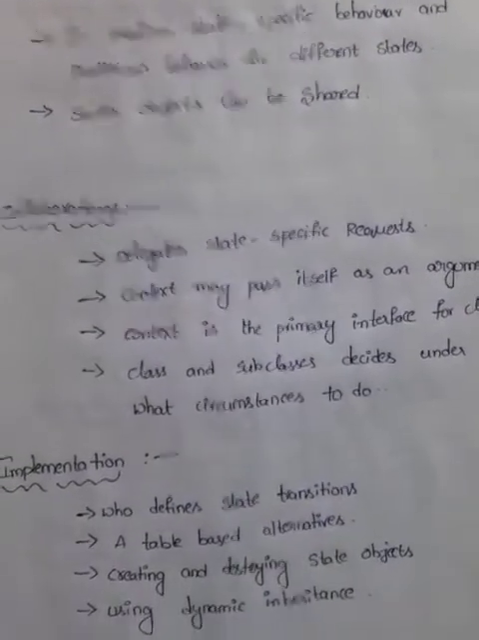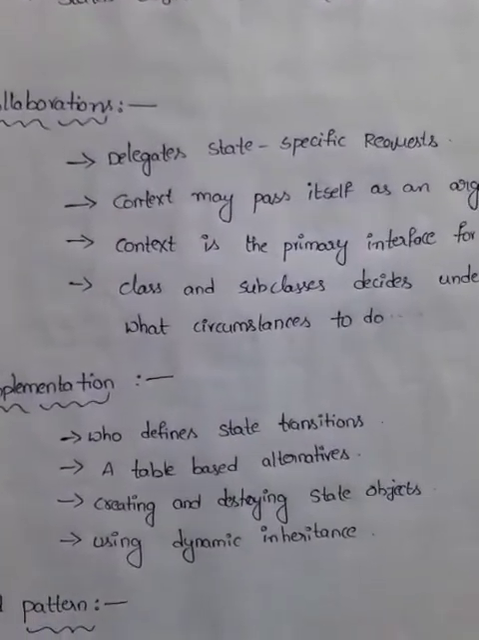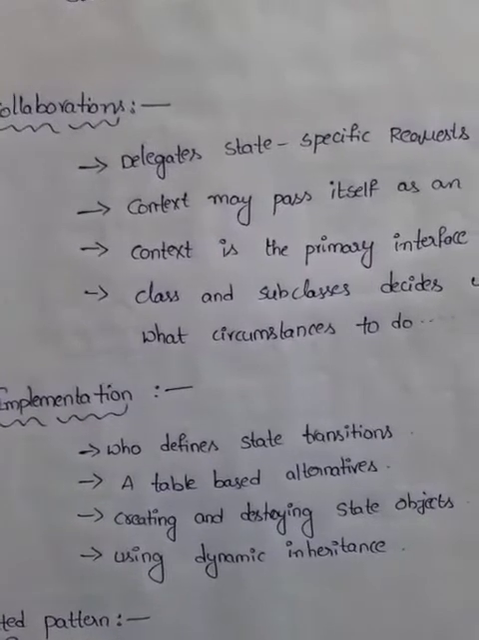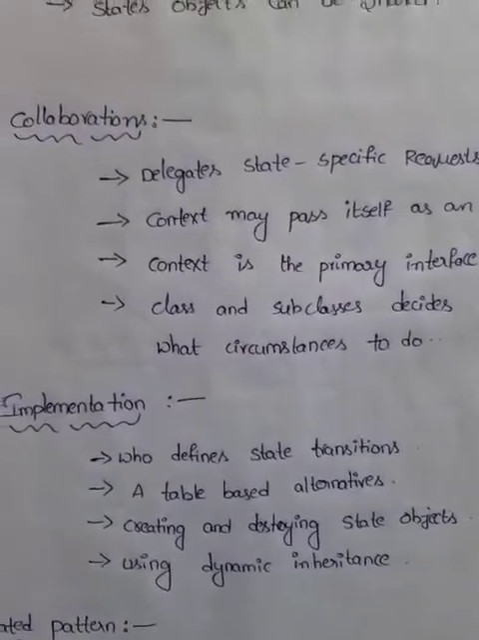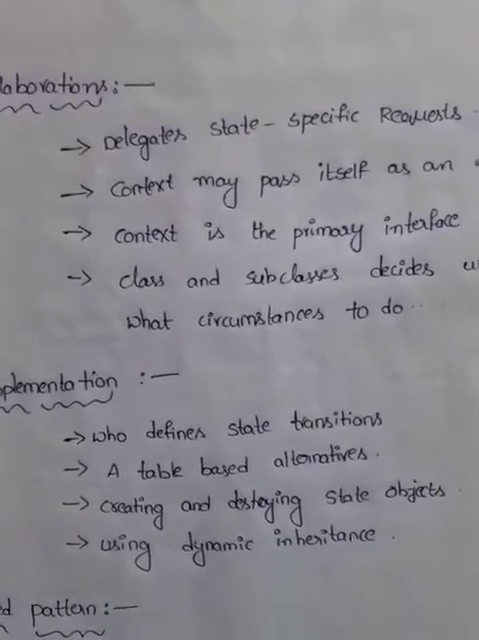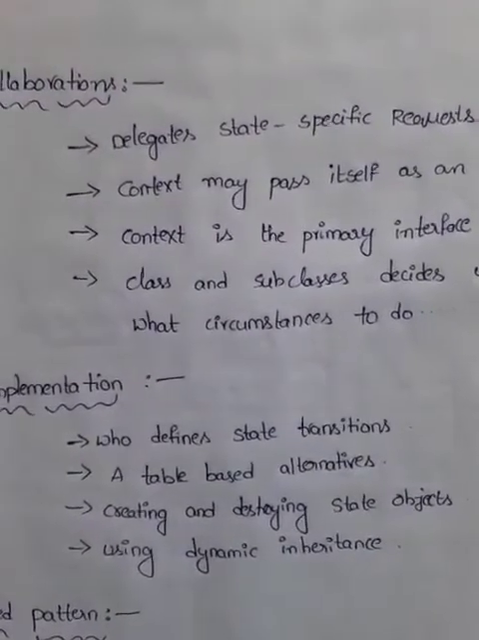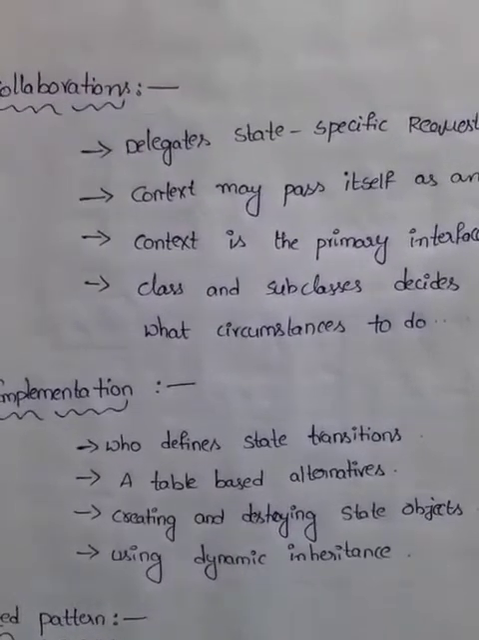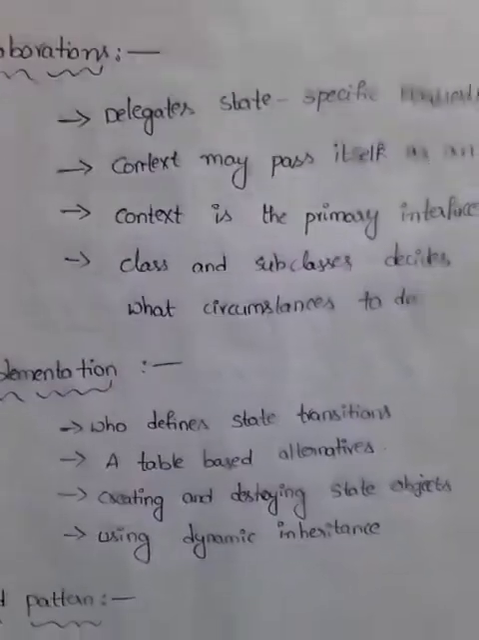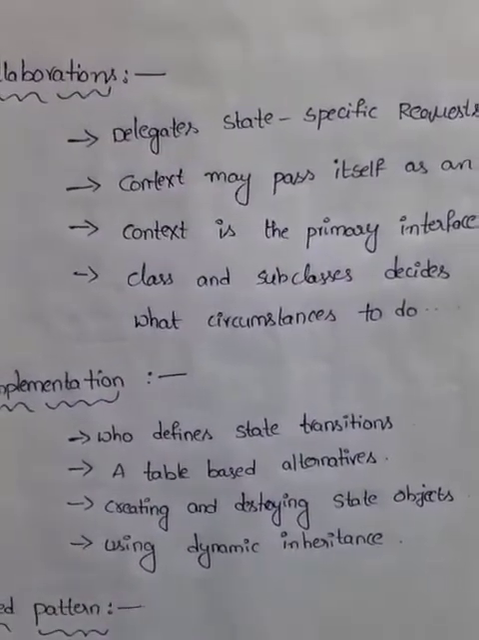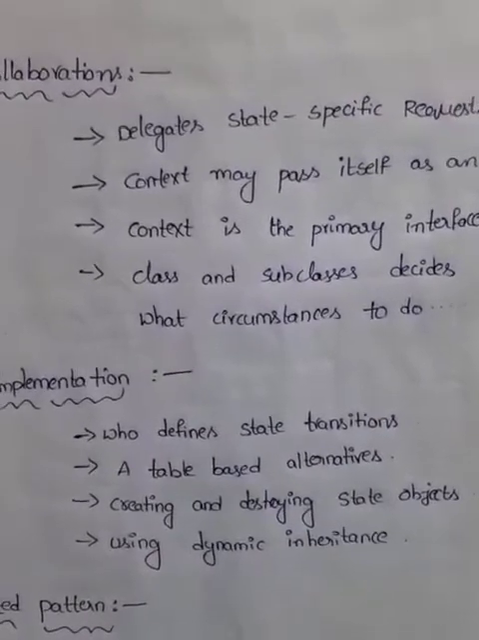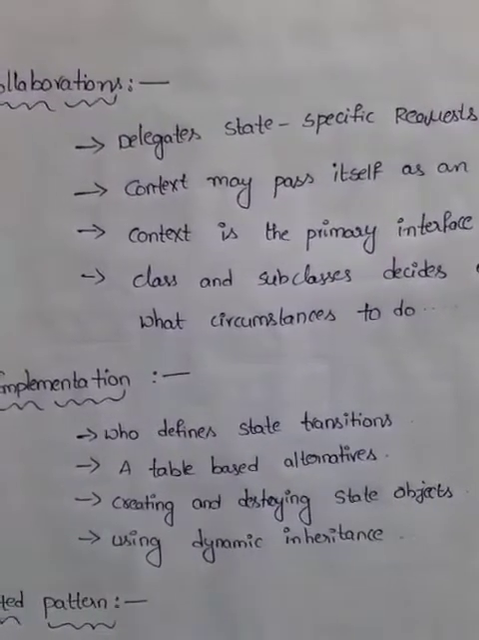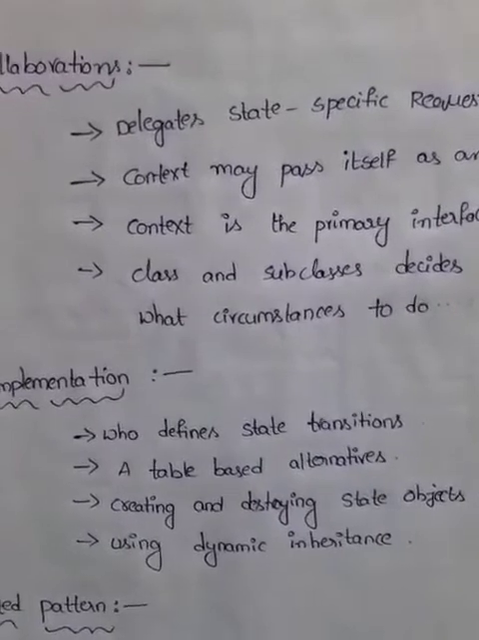And coming to the implementation of our state pattern, implementing the state pattern raises a number of implementation issues. Some of them are: who defines the state transitions? That means the state pattern doesn't specify which participant defines the criteria for state transitions. If the criteria are fixed, then they can be implemented entirely in the context. It is generally more flexible and appropriate. So, this is one implementation issue, and the next one is a table based alternative.